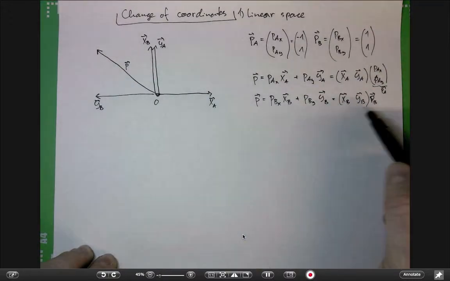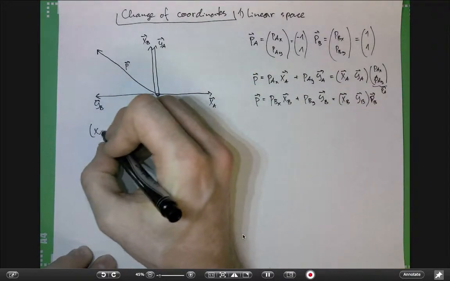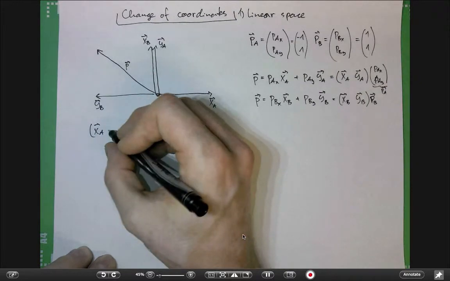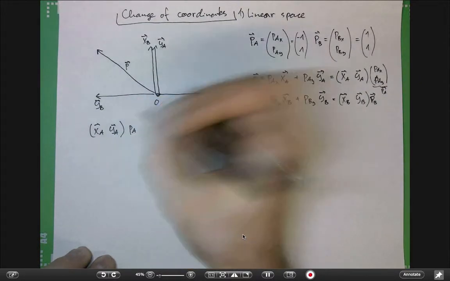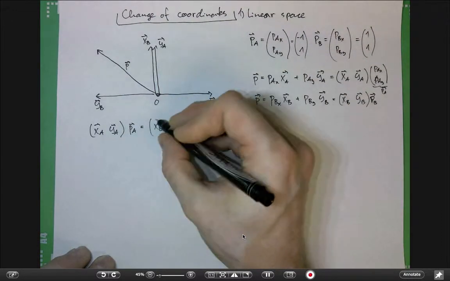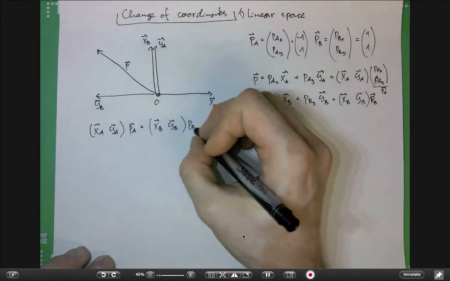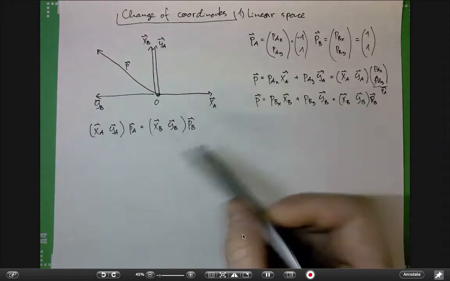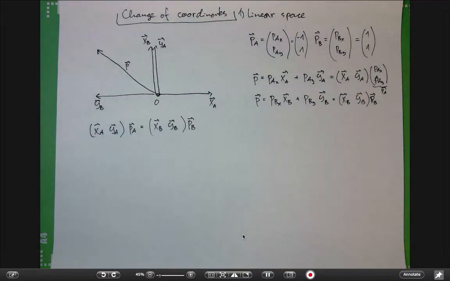Now, because the p is the same, this thing has to be the same, right? That the matrix xa ya times pa, I'm just copying this, is the same as xb yb times pb. Because in both cases it's just p, so those things are the same thing. And from this I can derive the matrix which will be converting the coordinates.